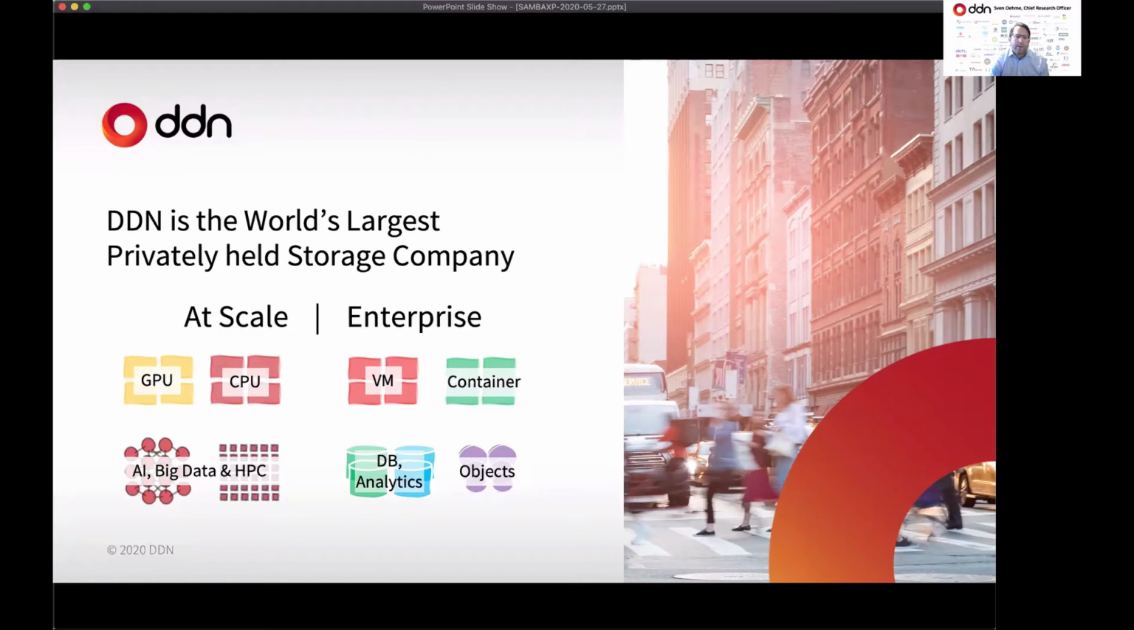So we have products, and I'm going to talk a little bit about that, that are highly optimized for virtual machine workloads. SMB is obviously a key player here for Hyper-V integration. And we also have support for containers. We have some of the larger database workloads running on top of our products. And we have quite scalable object storage solutions as well.